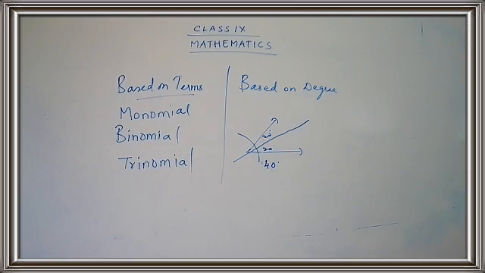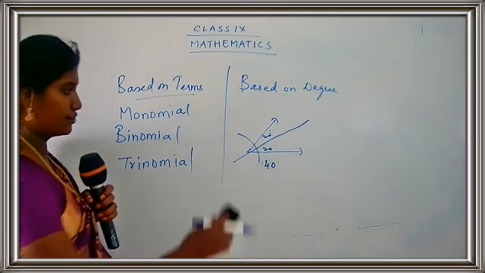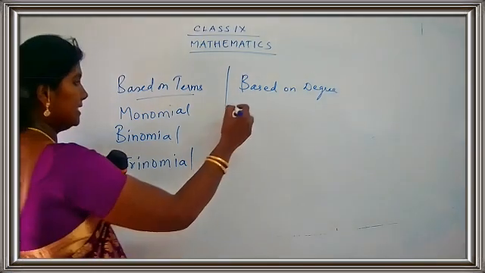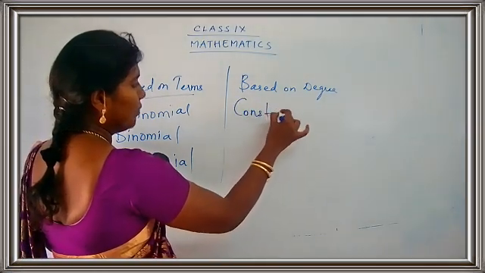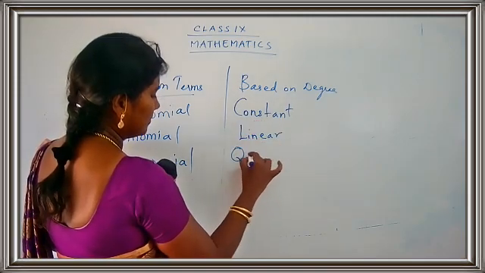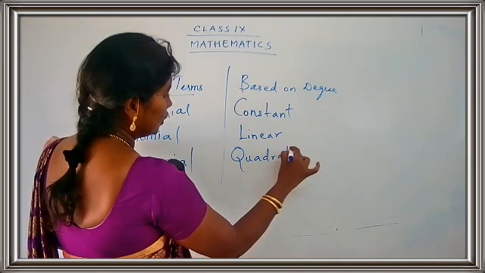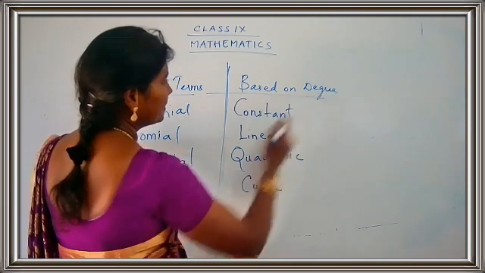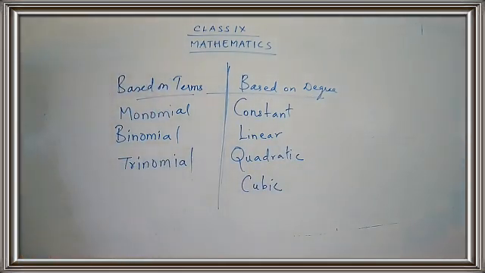Okay. Now, let's talk about the polynomials based on the degree. We have totally 4 different polynomials based on degree. The first one is constant. The second one is linear. The third one is quadratic. And the fourth one is cubic. So what are the different polynomials based on degree? Constant polynomial, linear polynomial, quadratic polynomial and cubic polynomial.